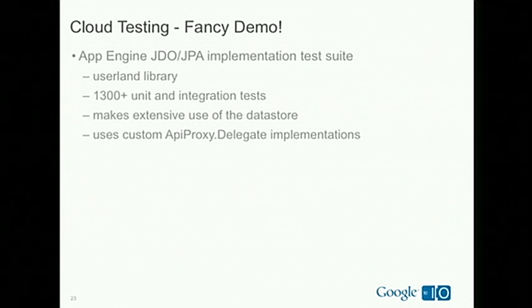So I've taken the test suite for the JDO JPA implementation that ships as part of the Java SDK. It's about 1,300 unit and integration tests, and it does all of the hairy stuff you might ever imagine a test suite could do with the local data store. Every type of query you can think of, installing custom delegates left and right, this test suite does it. And so that's what I'm going to run here.